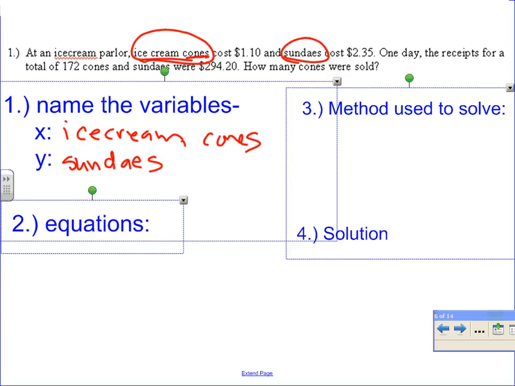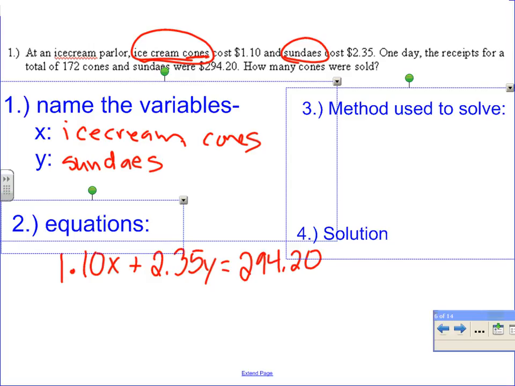It's really good. Well, your one equation is going to deal with cost. So you're going to pull out everything you know about the money. Here's how much the cones cost. Here's how much sundaes cost. Here was the total purchase. The other equation is dealing with how many cones and sundaes you purchased. So here's what I mean. Ice cream cones, $1.10, plus sundaes, $2.35. Sundae cost goes with Y because that's sundaes. Ice cream cone cost goes with X because that's cones. The total cost is $294.20.